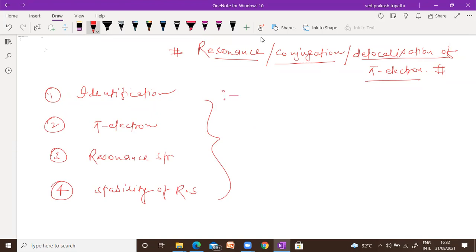If you want to write, you can take the screenshot. Perfect. Now we can move.